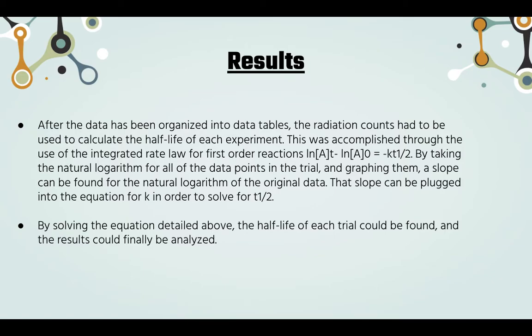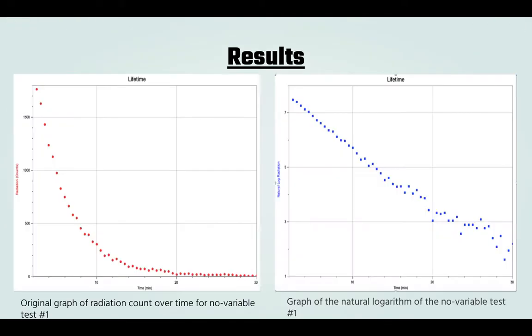Data organized onto data tables could then be used to calculate the half-life of each sample using the integrated rate law for first-order reactions. Basically, I took the natural log of each data point and created a slope for each set of data. That slope could then be plugged into the formula and solved for half-life, and I would have the half-life for each sample.